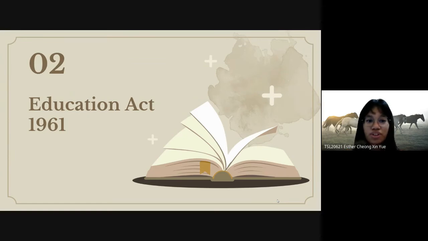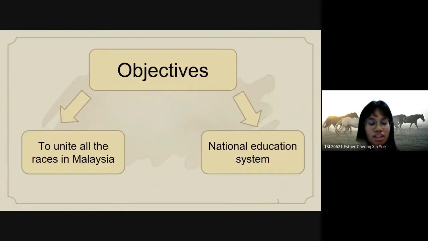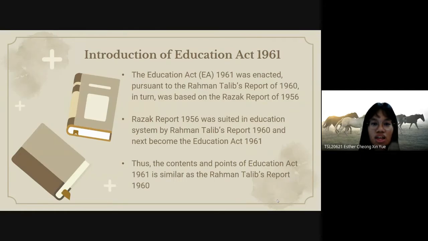Next, we are going to look into the Education Act 1961. The objective of the Education Act 1961 is to unite all the races in Malaysia and to carry out the national education system. So this is a simple introduction of the Education Act 1961. The Education Act 1961 was enacted pursuant to the Rahman Talib Report of 1960. In turn, it was based on the Razak Report of 1956. The Razak Report 1956 was suited in the education system by the Rahman Talib Report 1960 and next became the Education Act 1961. Thus, the contents and points of the Education Act 1961 are similar to the Rahman Talib Report 1960.